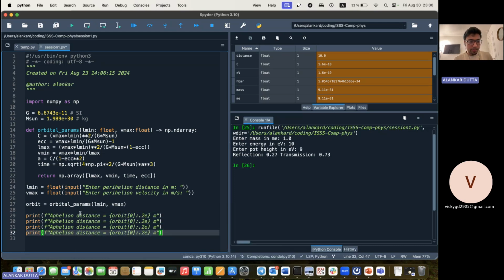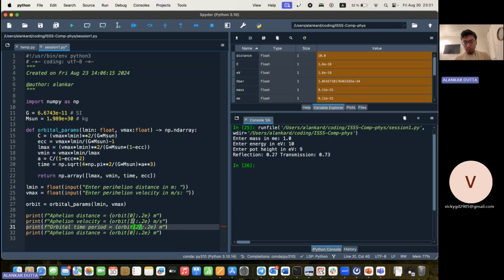So similarly, aphelion distance, then aphelion velocity in this much meters per second, orbital time period. So this is 1, this is 2.